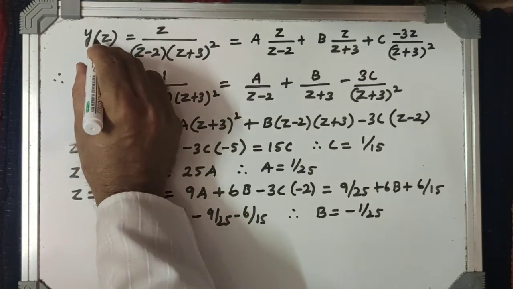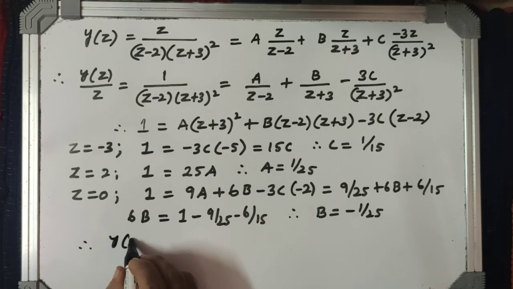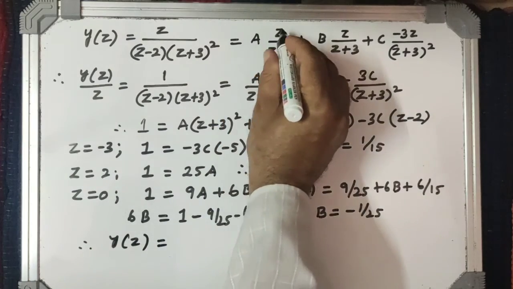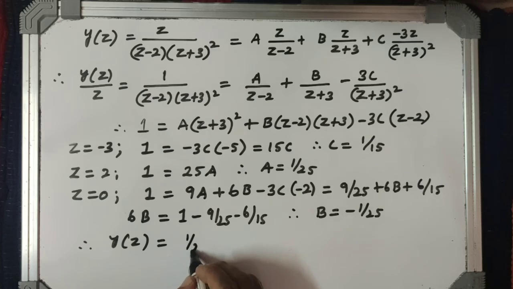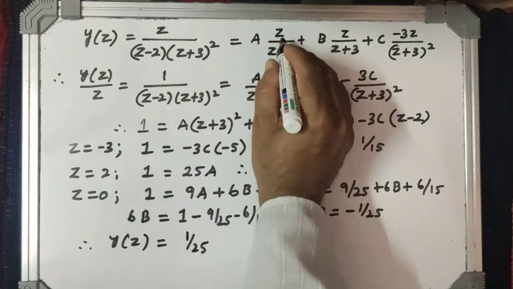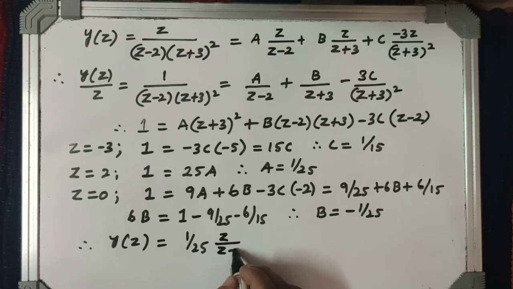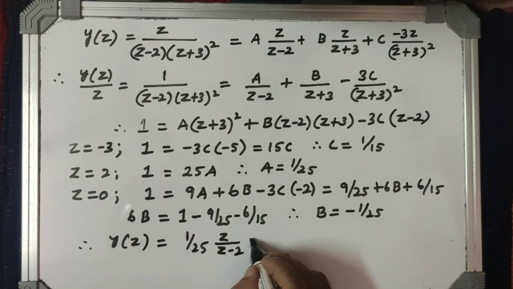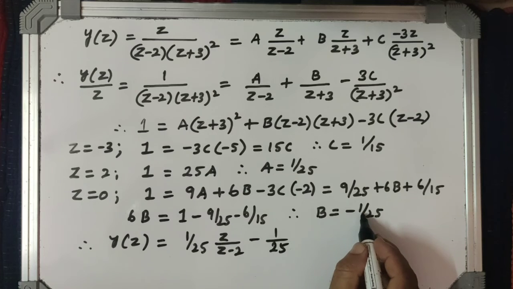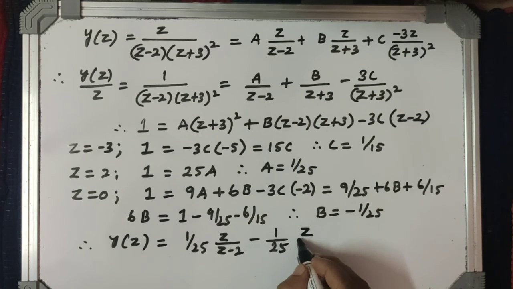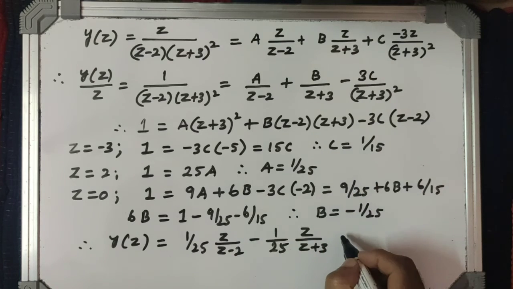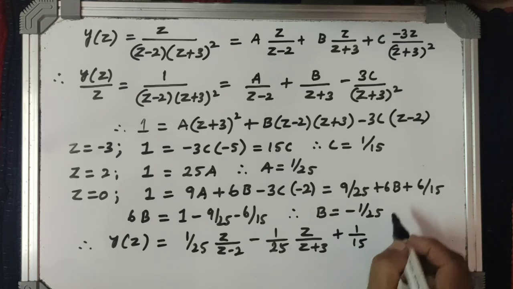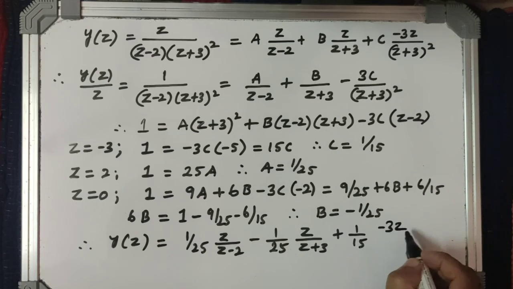So therefore Y(Z) will be equal to A into Z by Z minus 2, A is 1 by 25, into Z by Z minus 2, plus B is minus 1 by 25, substitute here, so Z by Z plus 3, and C is 1 by 15, plus 1 by 15 into minus 3Z divided by (Z plus 3) whole square.